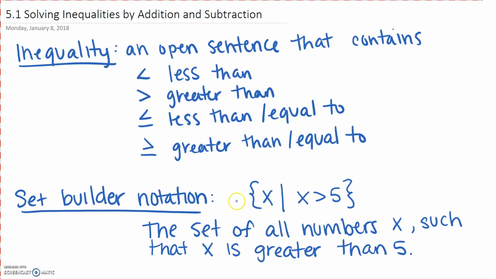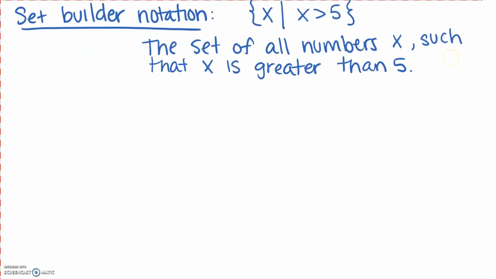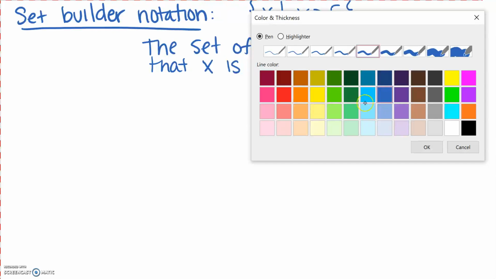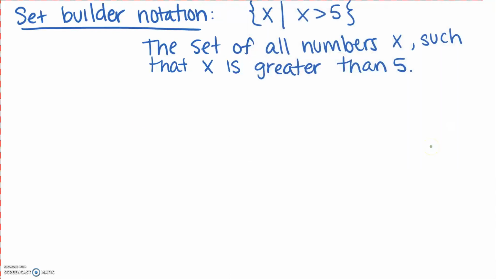This set builder notation comes in handy when you're graphing because you don't have to write out the entire thing. You know exactly what it's talking about. All right, so let's move on and look at solving by addition. Let's change our color here. Let's go to green. So we have solving by addition is what we're going to move on to.